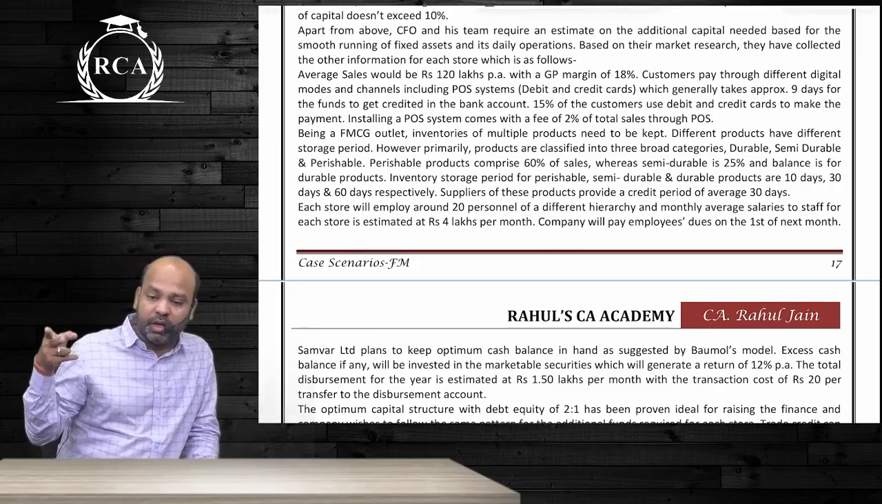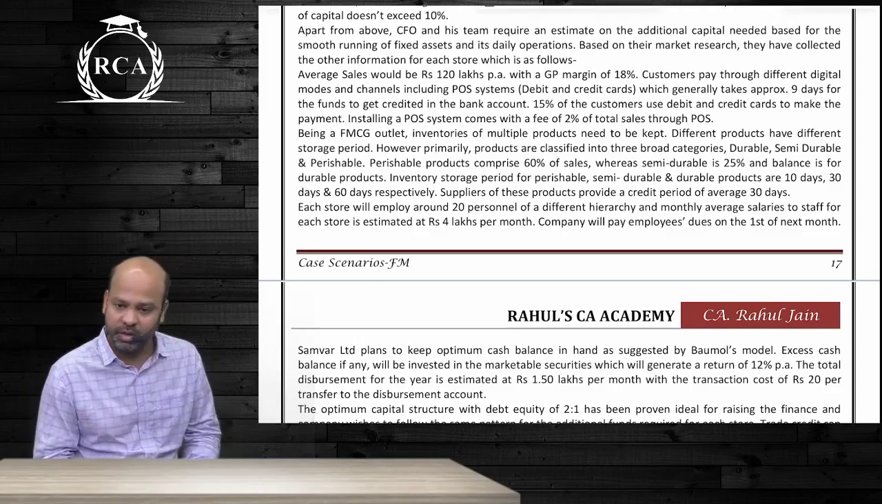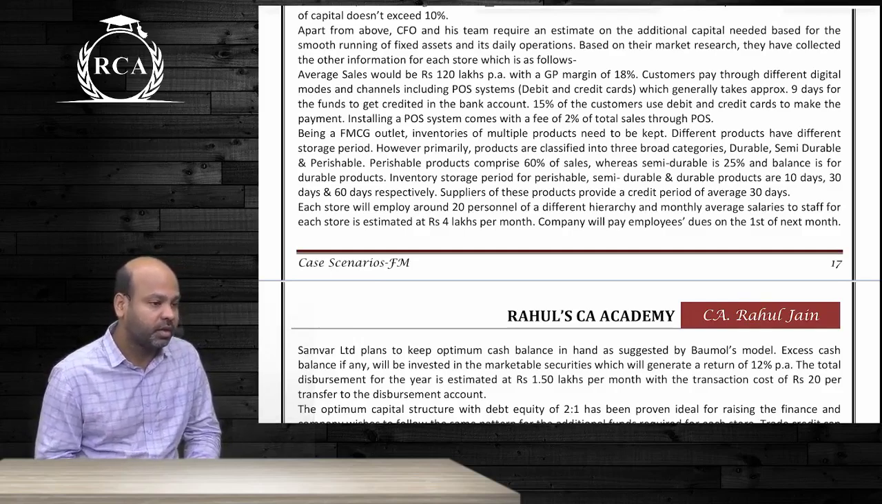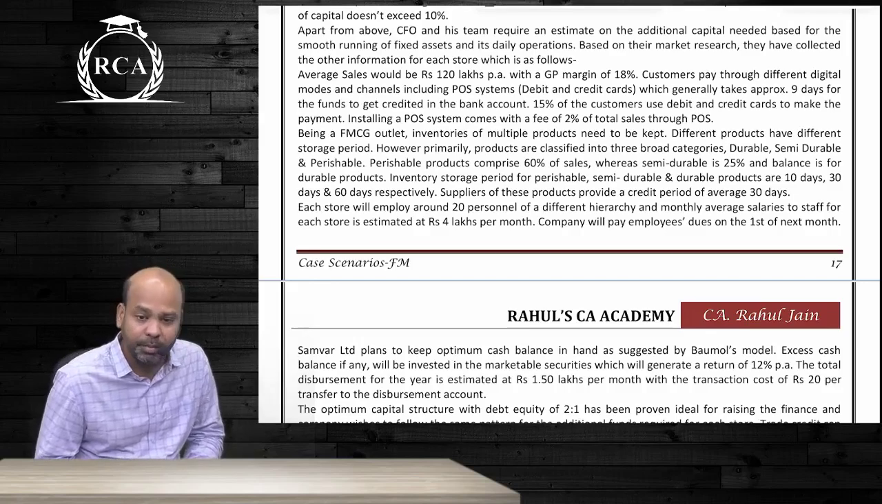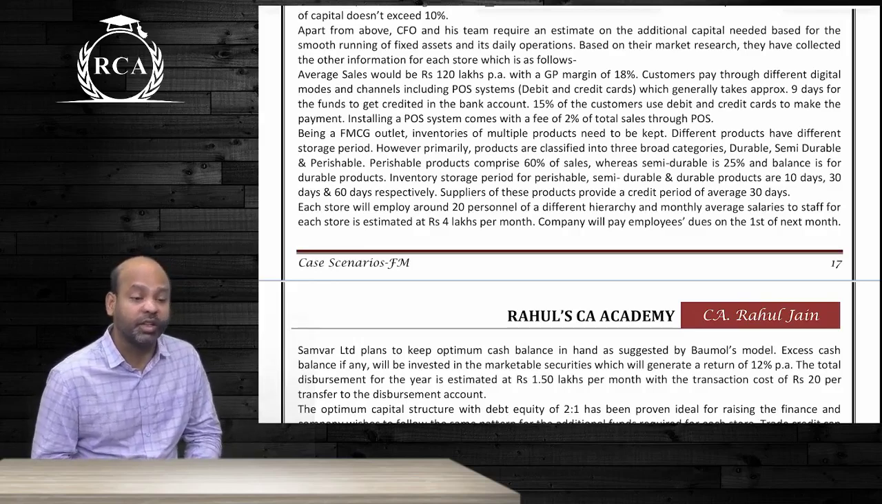This point is relevant to compute two things. One is the fees that is payable, guys, for point of sale service. The other one, guys, is for computing investment and debtors. Our investment and debtors as such, guys, will be blocked for a period of 9 days, that too only on 15% of the overall sales.